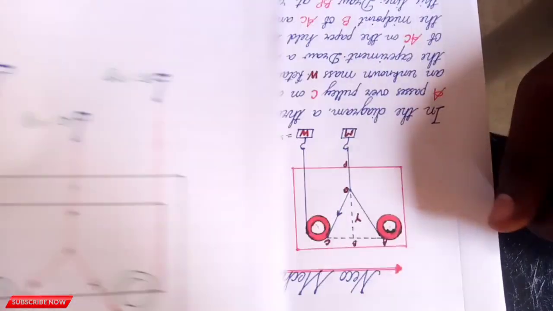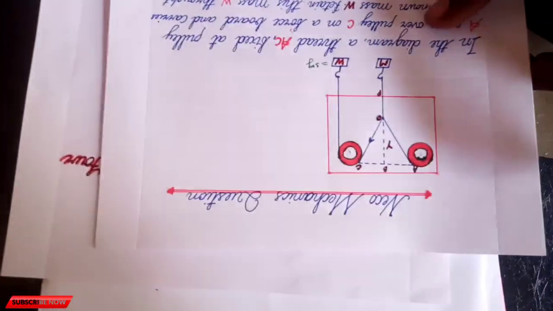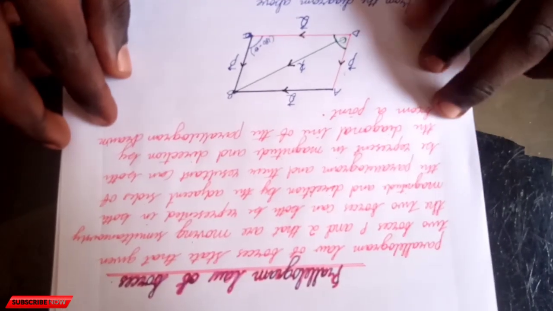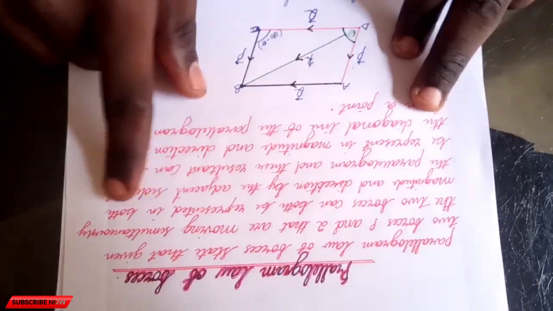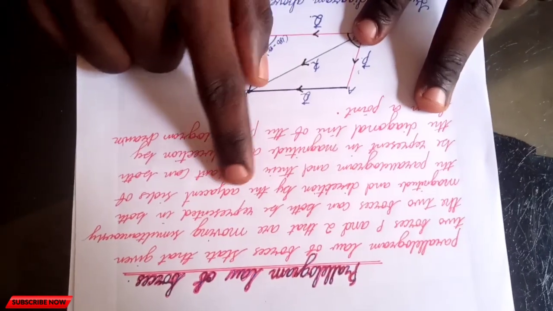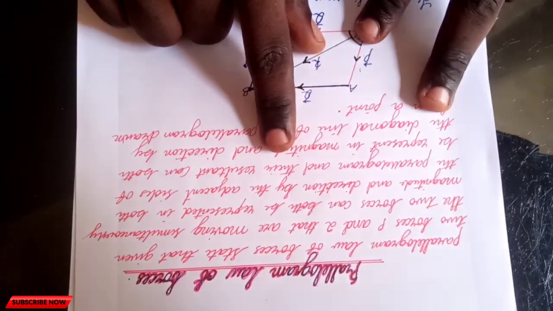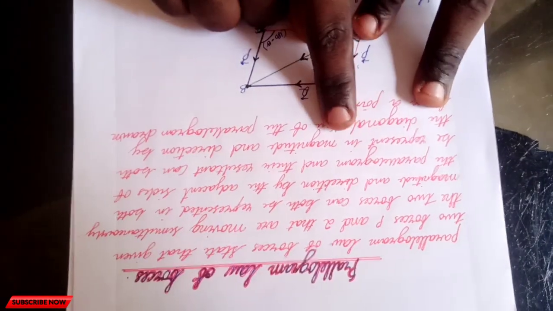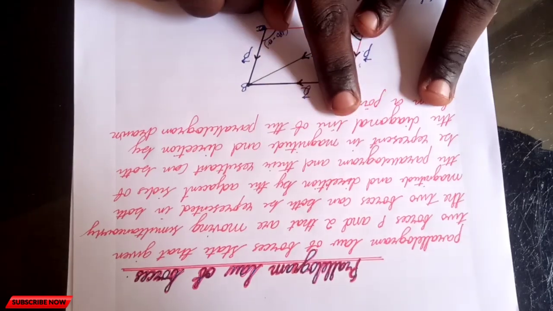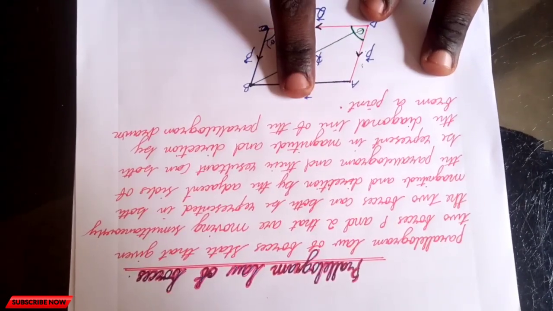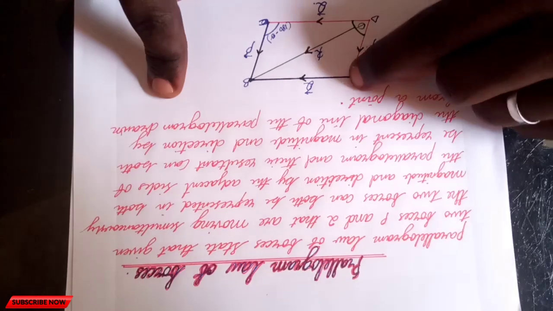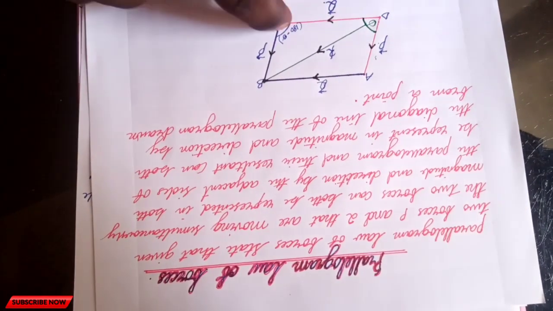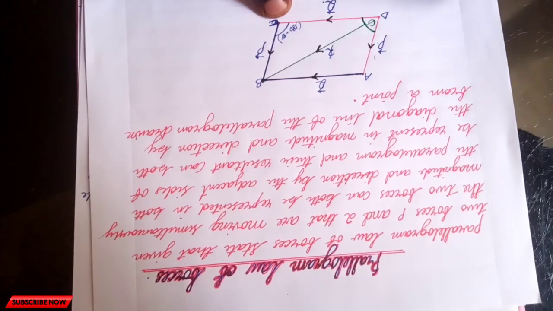But before we go into that, I would like us to know what we call the parallelogram law of vector. What does the parallelogram law of vector state? The law states that given two forces P and Q acting simultaneously, the two forces can be represented in both magnitude and direction by the adjacent sides of a parallelogram, and their resultant can be represented in magnitude and direction by the diagonal of the parallelogram drawn from that point. Now, this side that I labeled P and this side that I labeled Q are the adjacent sides of a parallelogram.